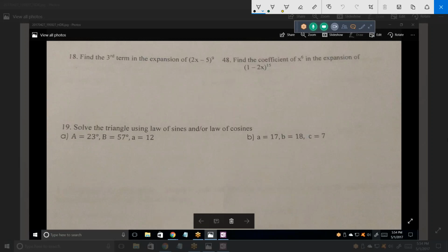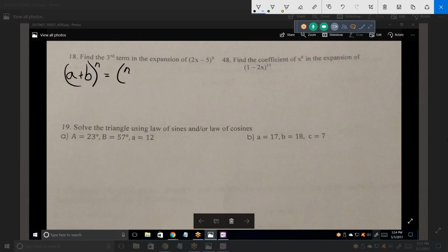For this one, we need the binomial expansion theorem, which basically is what (a plus b) to the nth power is going to be equal to. And this, you just kind of have to memorize it.